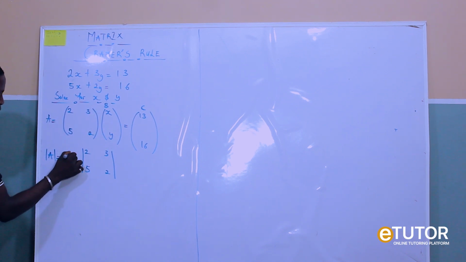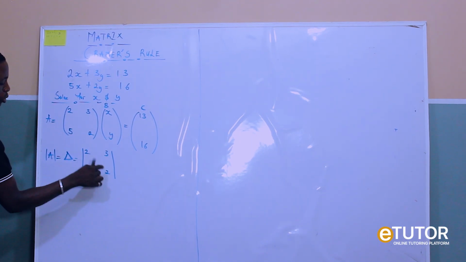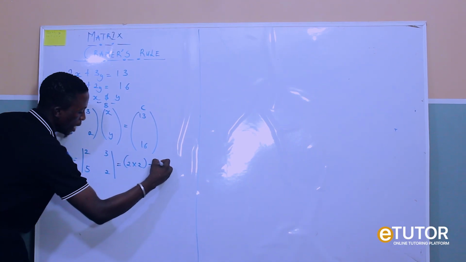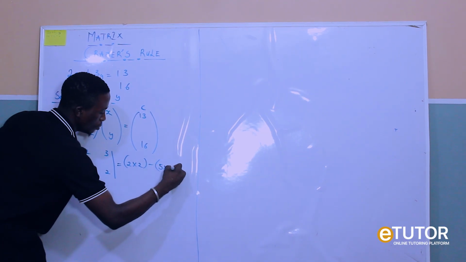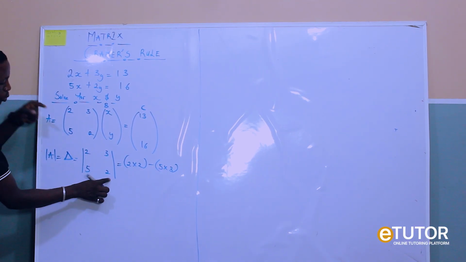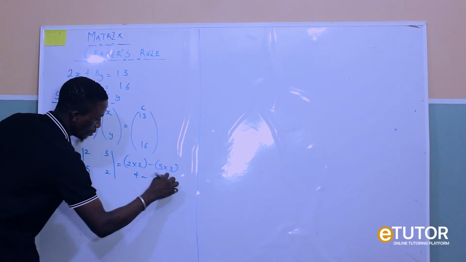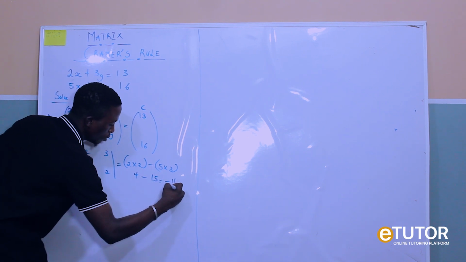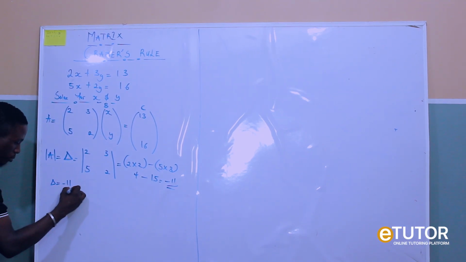So, like we did in the previous examples under 2 by 2 determinants, multiply the elements in the principal diagonal together first. So we are going to have 2 times 2 minus 5 times 3. Remember, the elements in the principal diagonal, multiply them together first. 2 times 2 minus 5 times 3. So 2 times 2 gives what? 4. Minus 5 times 3 gives what? 15. So this gives negative 11. So my delta equals negative 11.